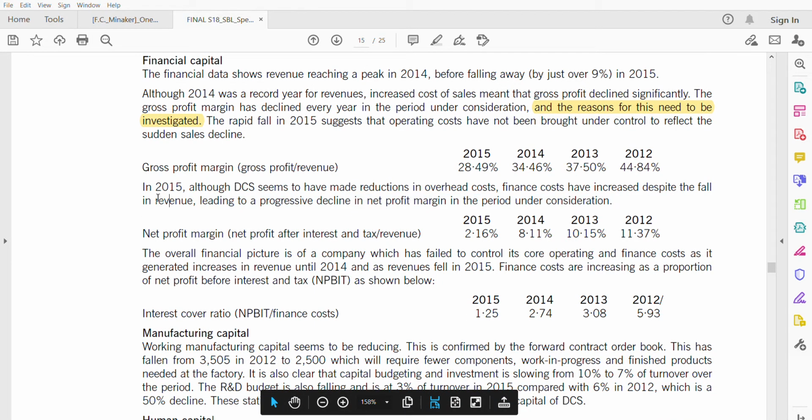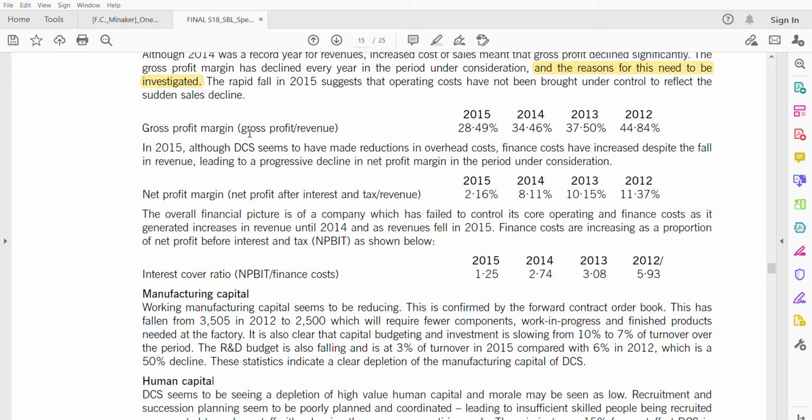Okay, so after gross profit, they went to overhead cost. They went to finance cost. Finance cost is very important. You always have to look for the finance cost, the interest. And then they went to the net profit margin, and they have calculated net profit margin also. Can you see? Don't just write numbers. Write the formula. Just see the formula here. Here also they have written the formula.